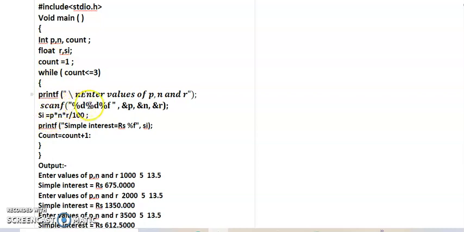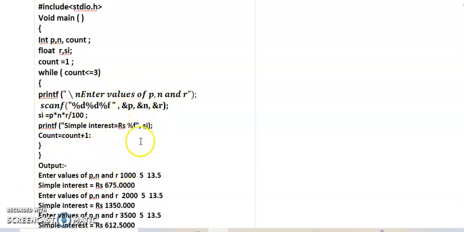So scanf is equal to %d, %d, %f is count. Okay, so si is also small, so si is equal to p * n * r divided by 100, and printf simple interest. Okay, no problem. So printf means enter values, enter values of p and r.